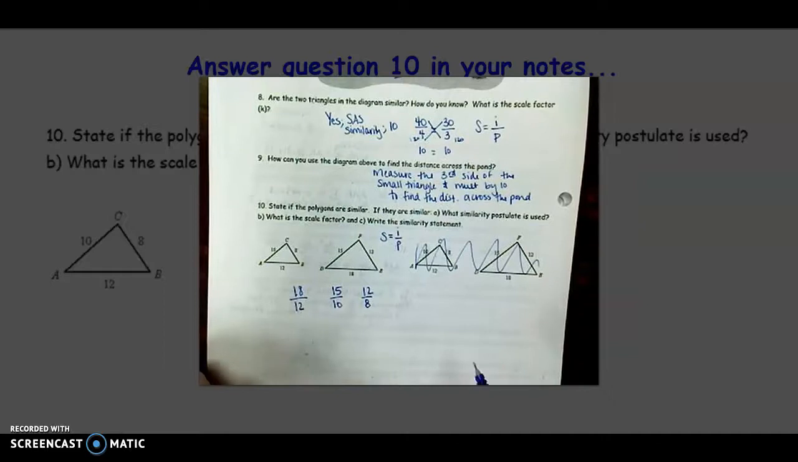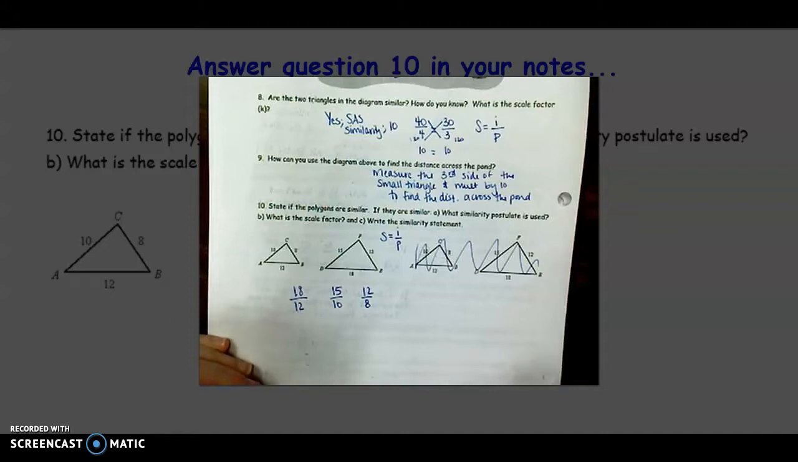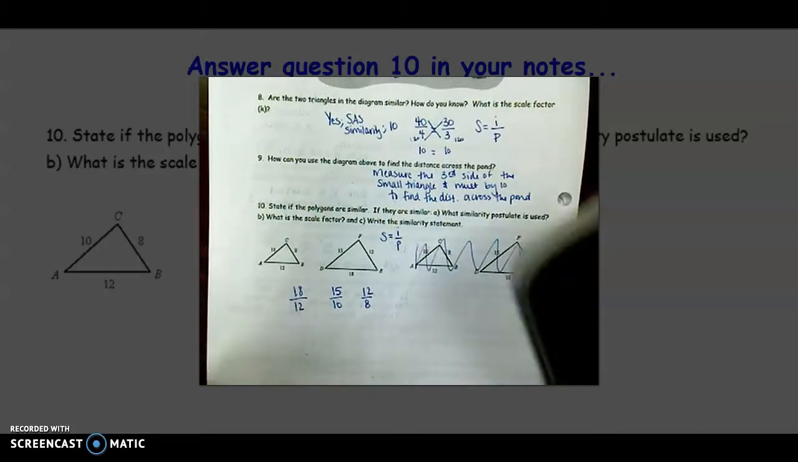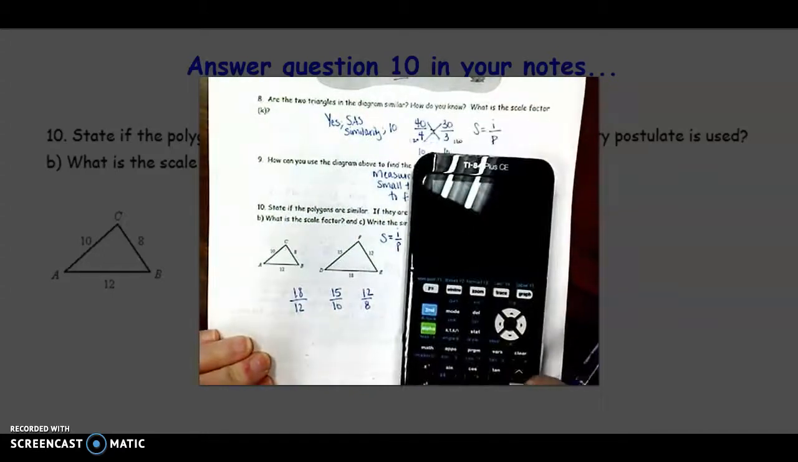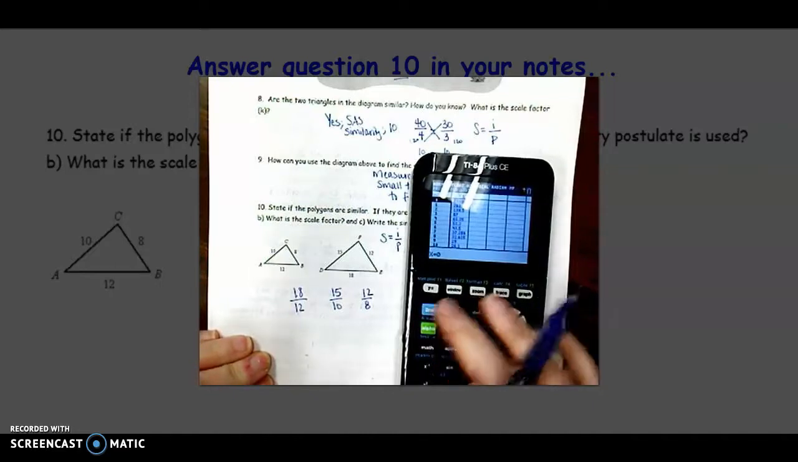Now, again, you have two different ways to see if these are proportional. You could check all of your cross products and see if they are the same, or you can reduce all the fractions and see if they reduce to the same thing. Well, since I'm going to have to find my scale factor anyway, which would be the reduced form of those fractions, that's typically the way that I go about that. And you can use your calculator to help you with that too.